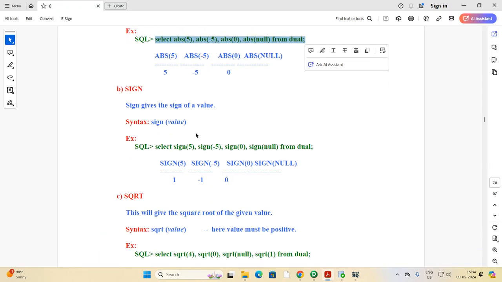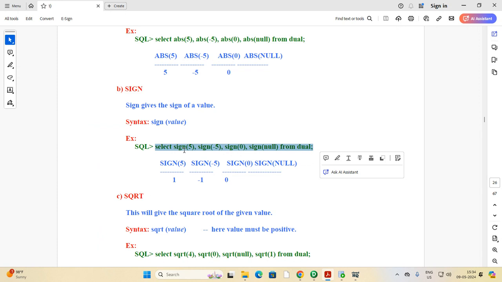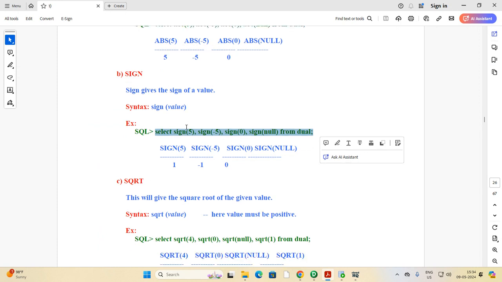The sign function. Sign gives the sign value. Here, sign gives either positive, negative, 0, or null. The sign of 5 is positive, that's why it gives 1. The sign of minus 5 is negative, that's why it gives minus 1. The sign of 0 is 0, and the sign of null gives a null value. The sign always gives the sign value.